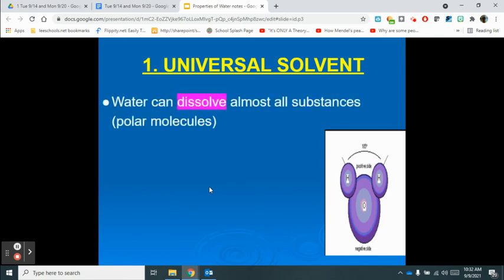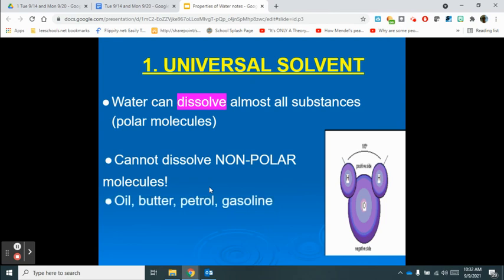Water is a universal solvent. It can dissolve almost all substances, the polar molecules. It cannot dissolve nonpolar molecules like oil, butter, petrol, gas. And it does this because it's a polar molecule. Remember, polar means that the hydrogens are slightly positive and the oxygen is slightly negative because it is pulling the electrons closer to it.